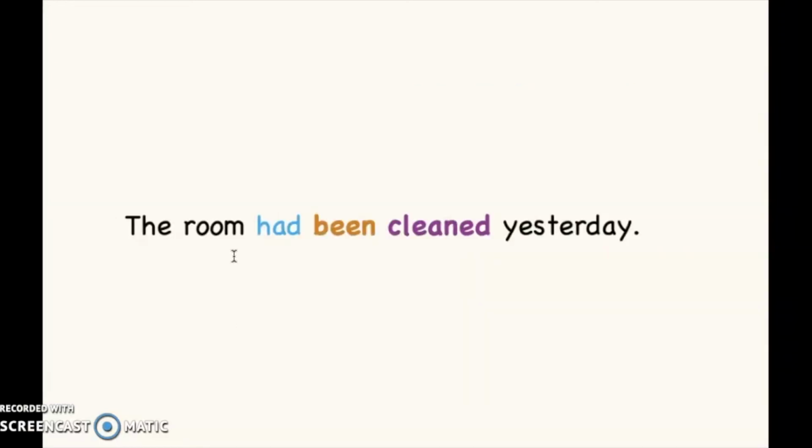The room had been cleaned yesterday. Now, had is a helping verb. That does not indicate that the verb is passive. It's just there helping. Been is the form of to be. That is required for it to be passive. And cleaned is the past participle. So this verb here, been cleaned, indicates it's passive because it has that to be and the past participle. And this was done to the room.